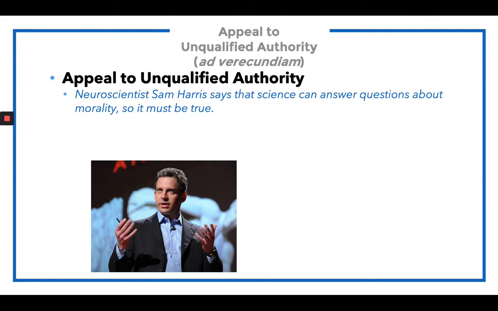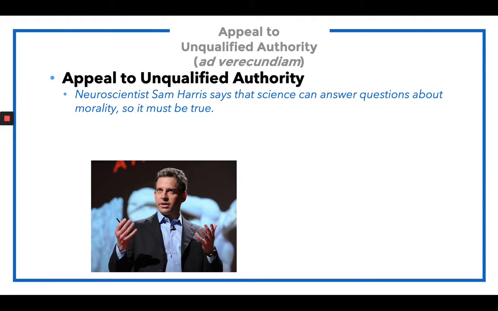Consider this argument. Neuroscientist Sam Harris says that science can answer questions about morality, so it must be true. In this argument, the arguer is appealing to the fact that Sam Harris is an expert in neuroscience to draw the conclusion that science can answer questions about morality. But whether or not a particular field can or can't answer questions about morality is an area that philosophers or ethicists are experts in. It's not clear that neuroscientists have any particular specialty or any special insight into whether or not science can answer ethical questions. So this argument's a bad argument because it's not appealing to the right kind of authority.